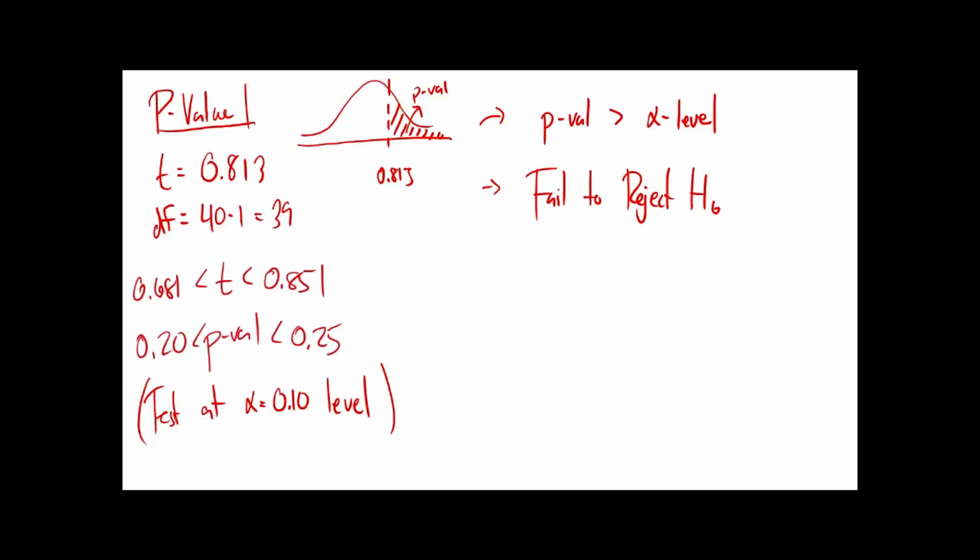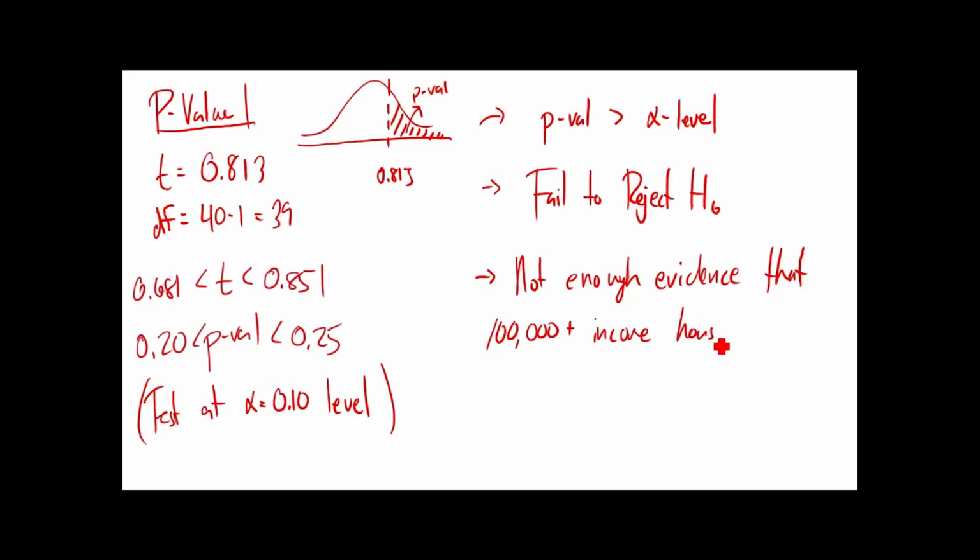So what are we actually saying here? What decision are we actually making about the credit scores of households that make more than $100,000? Are we saying they are above average or they don't appear to be above average? Yeah, it appears, at least we don't have enough evidence that these households have above average scores.